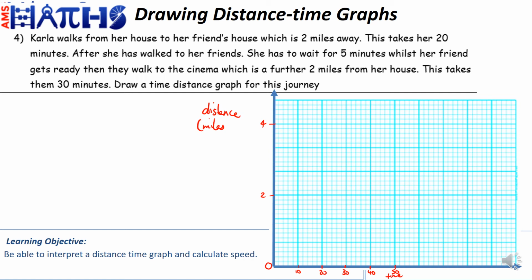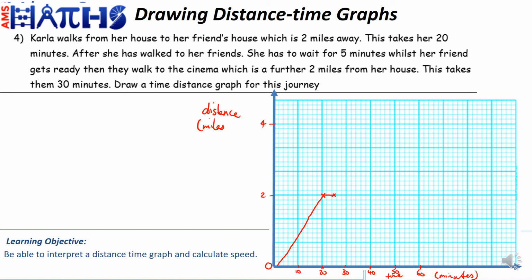Okay, I need then 60. So my time is in minutes. So Carla is walking to her friend's house for 2 miles over 20 minutes. So 20 minutes is there, up to 2 miles. So that's when she gets to her friend's house. She waits for her friend for 5 minutes. Now between 20 and 30 is halfway. So halfway there, that's where she stops at her friend's house to wait.